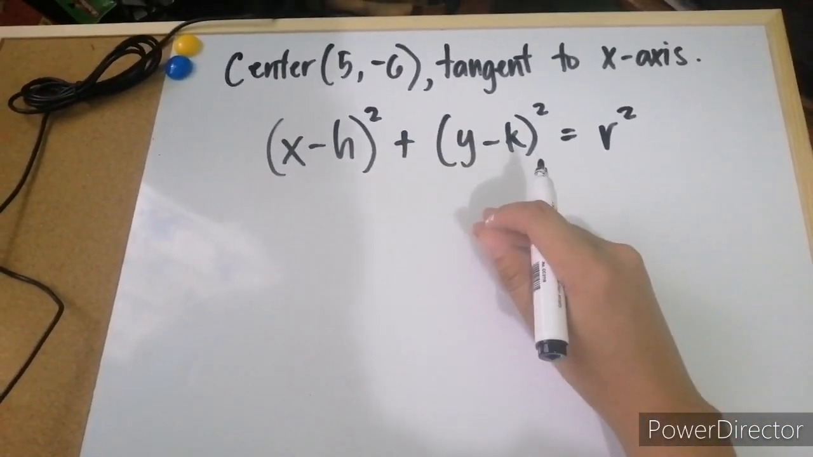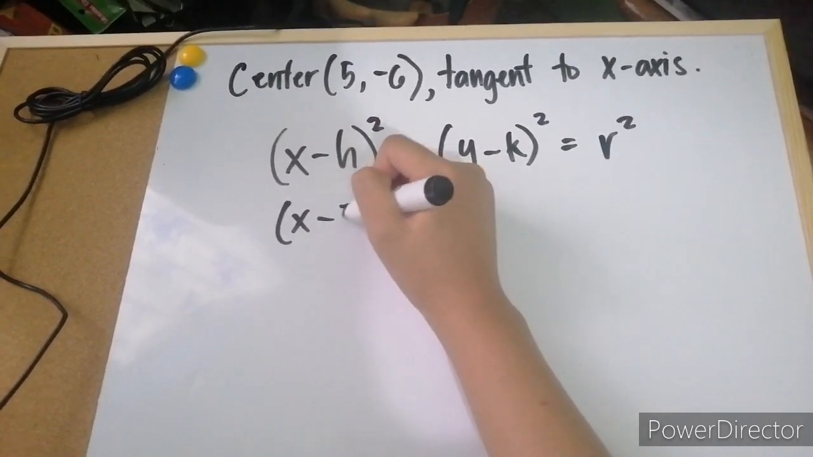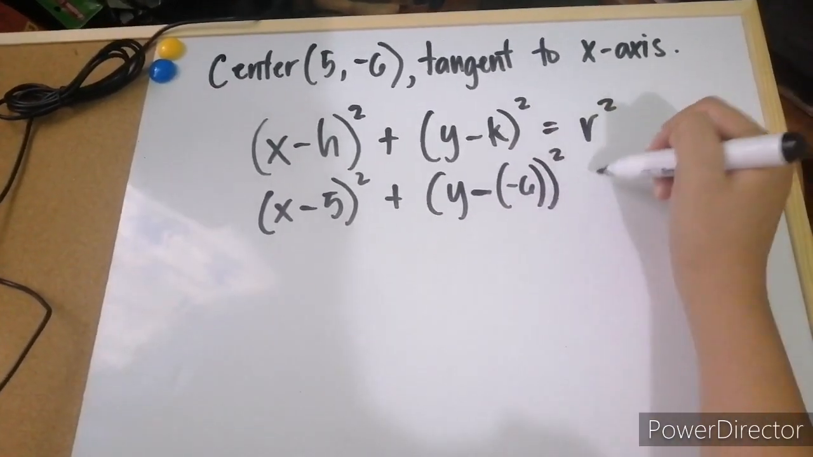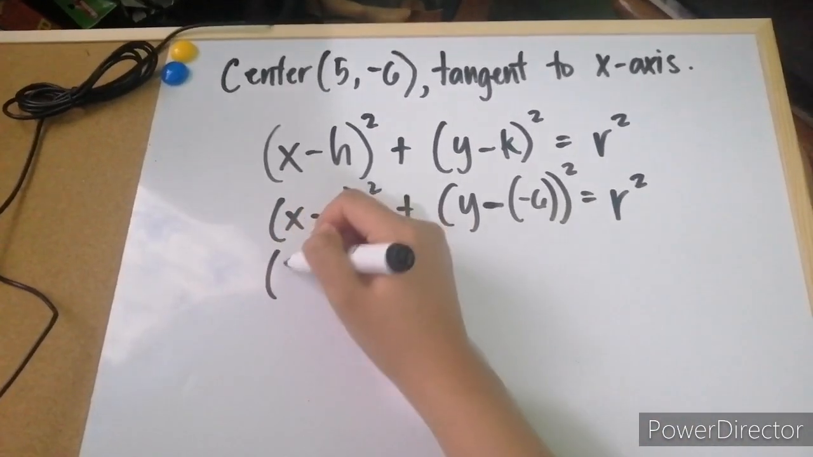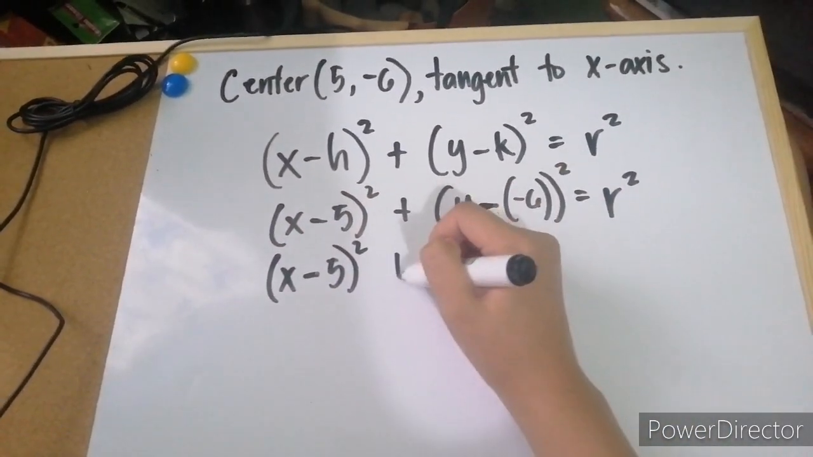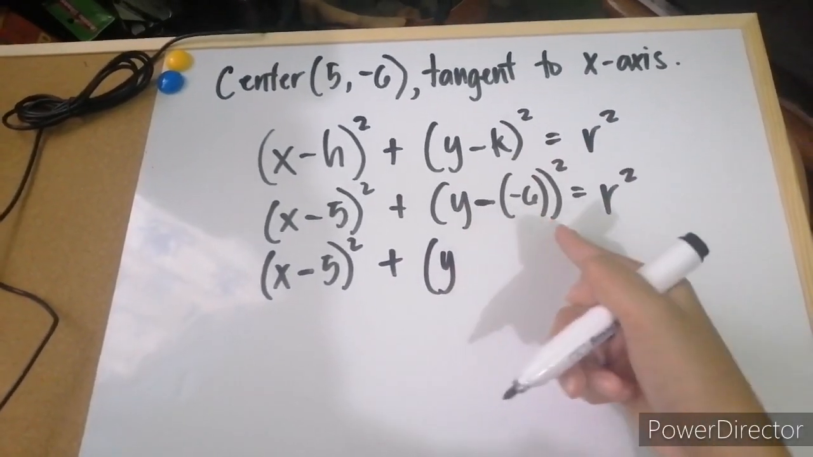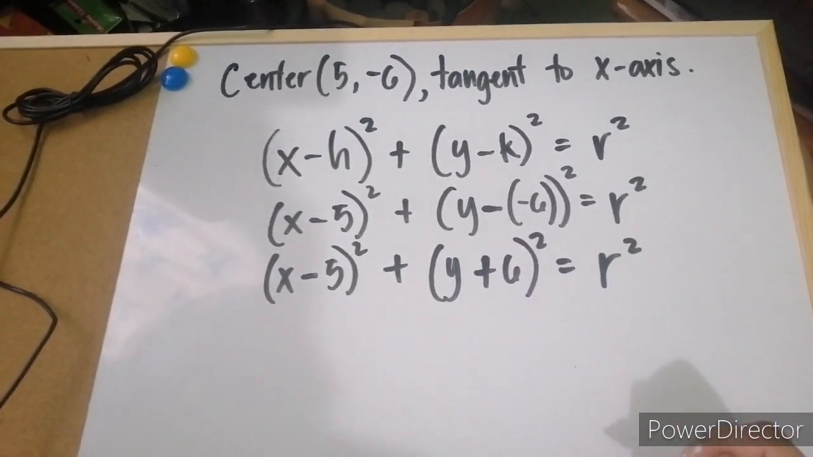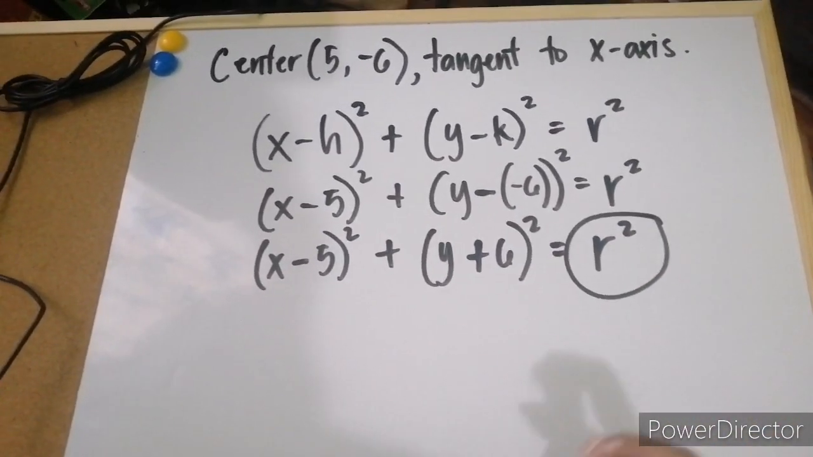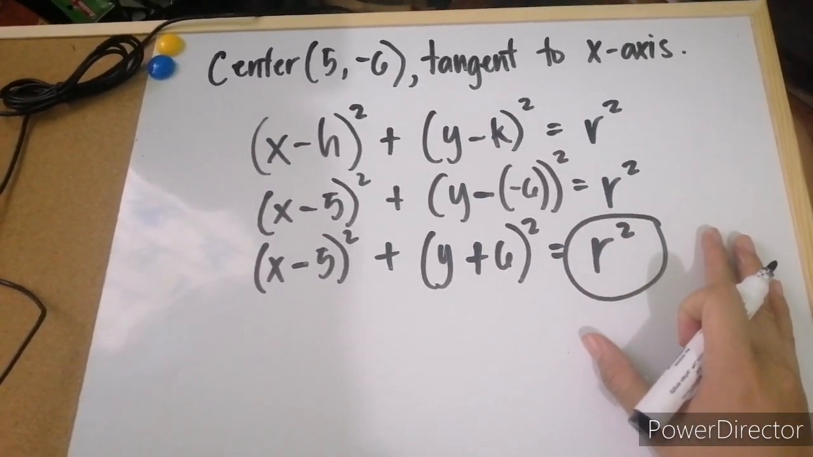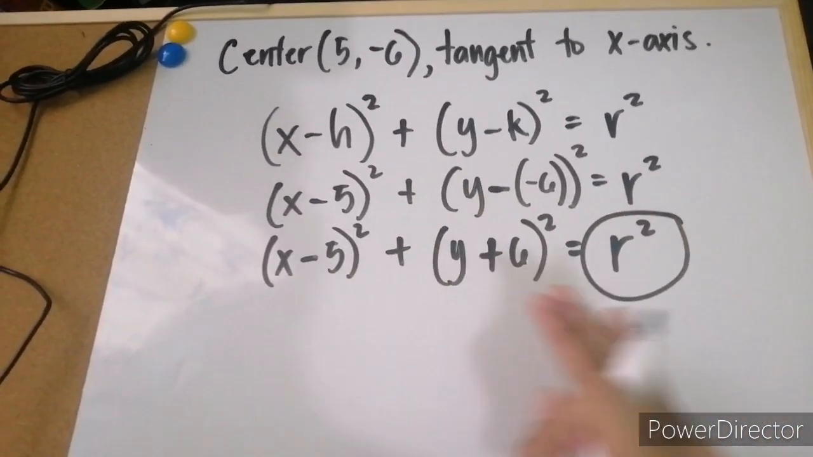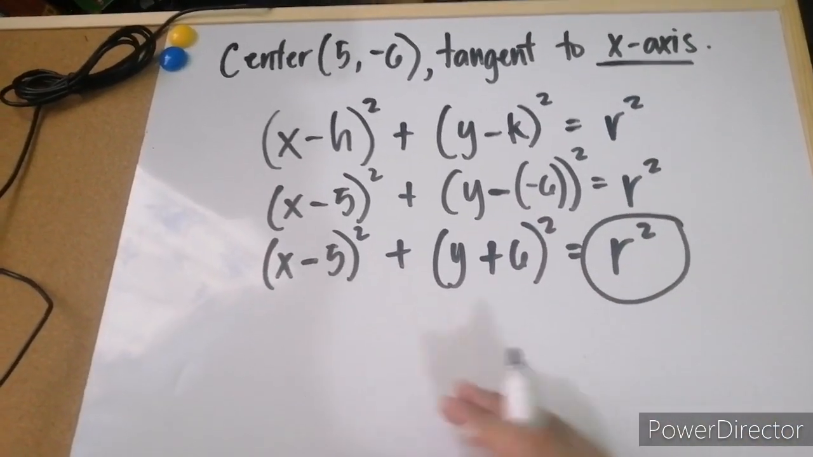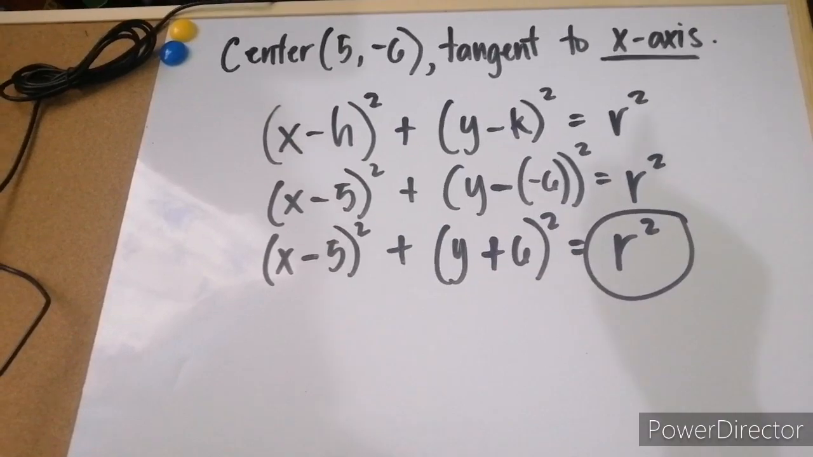The left-hand side is still the same. We will have (x - 5) squared plus (y - (-6)) squared is equal to r squared. Then (x - 5) squared plus (y times negative 6, which is plus 6) squared is equal to r squared. Again, we are trying to find our radius. Before we can find it, we need to plot the circle again. The radius is different now, because this is tangent to the x-axis. Let's try to plot the problem.